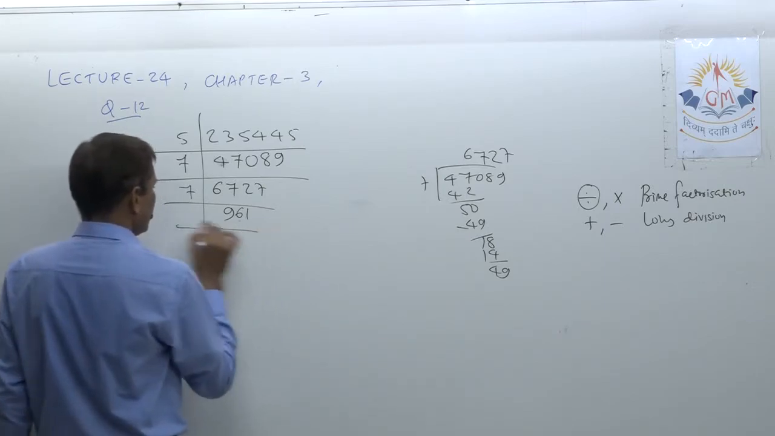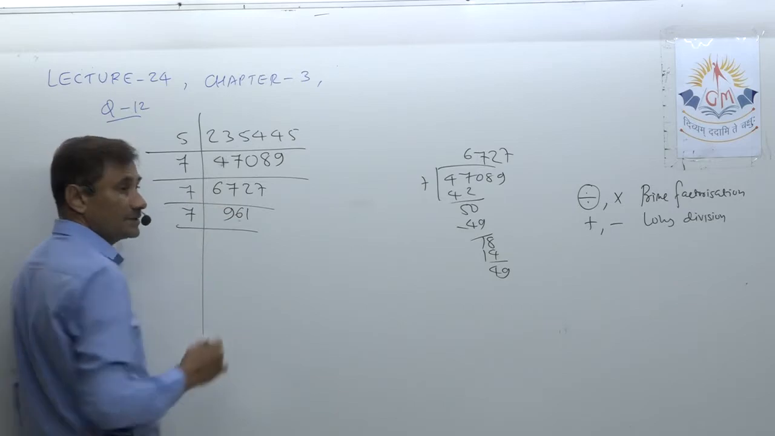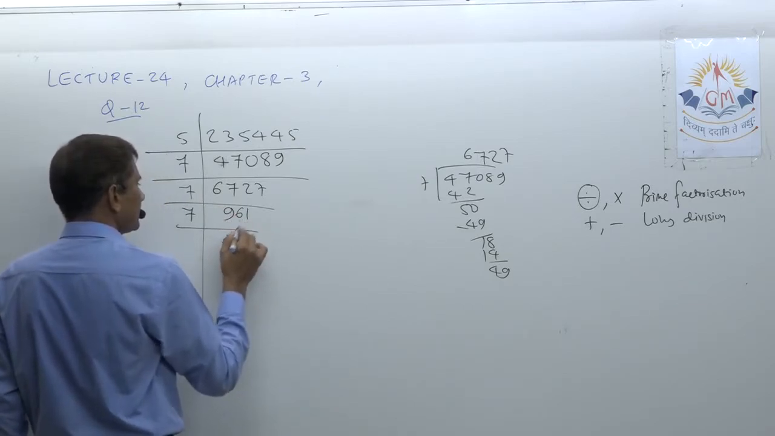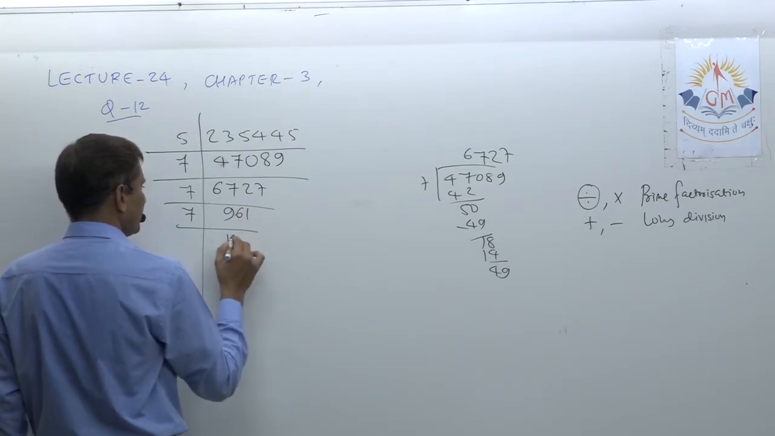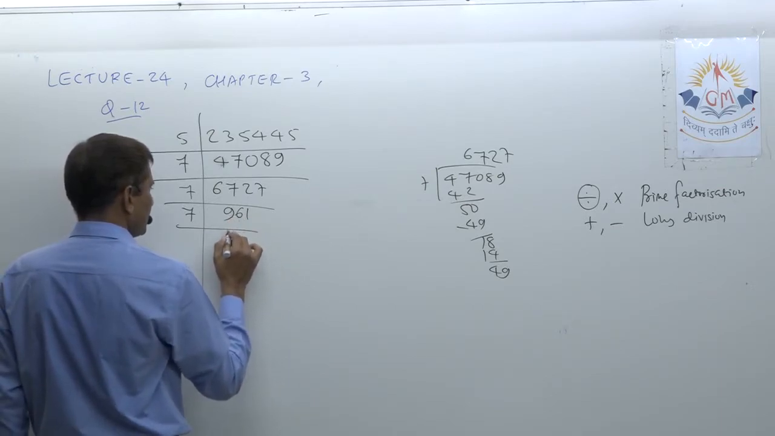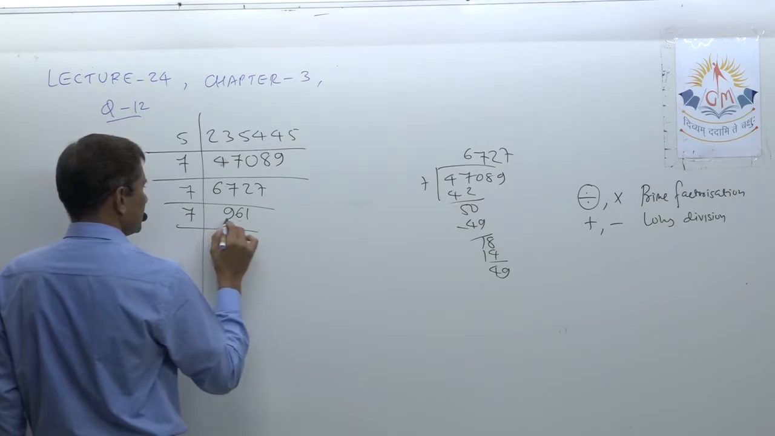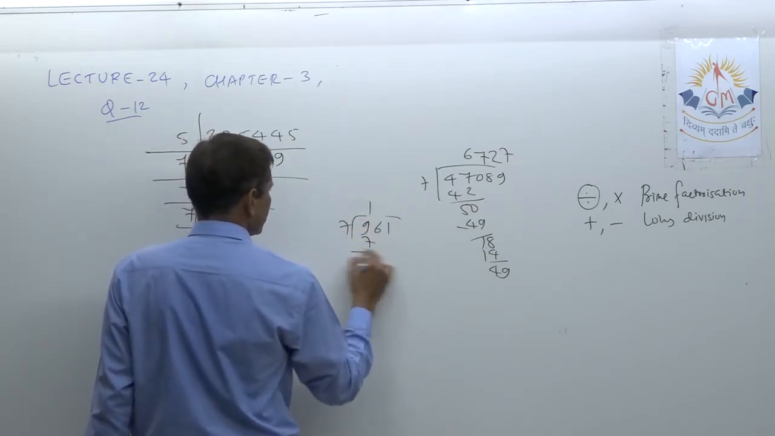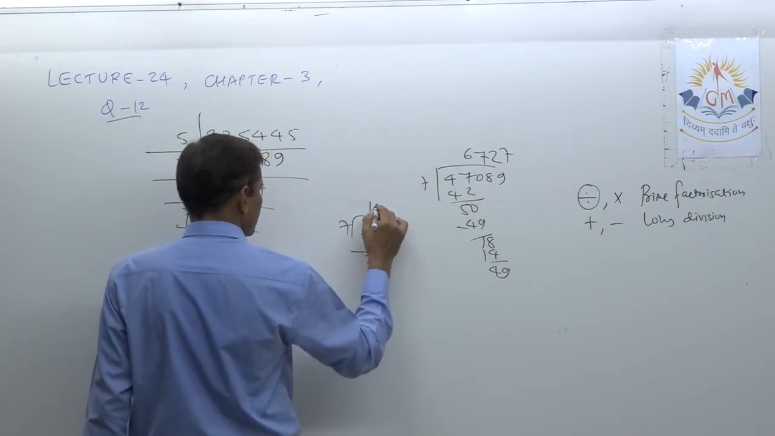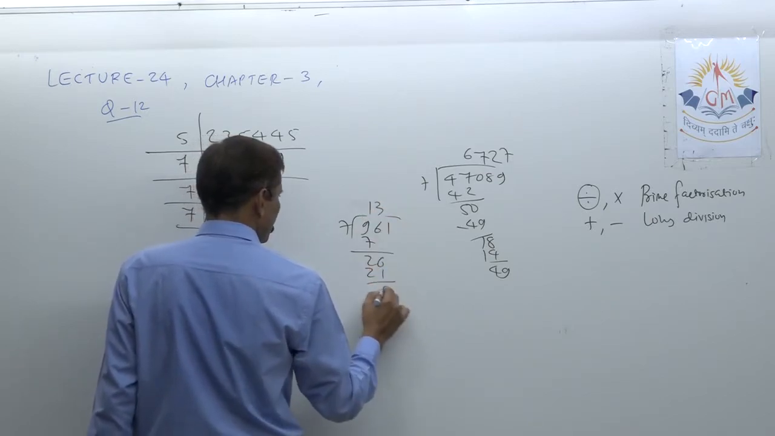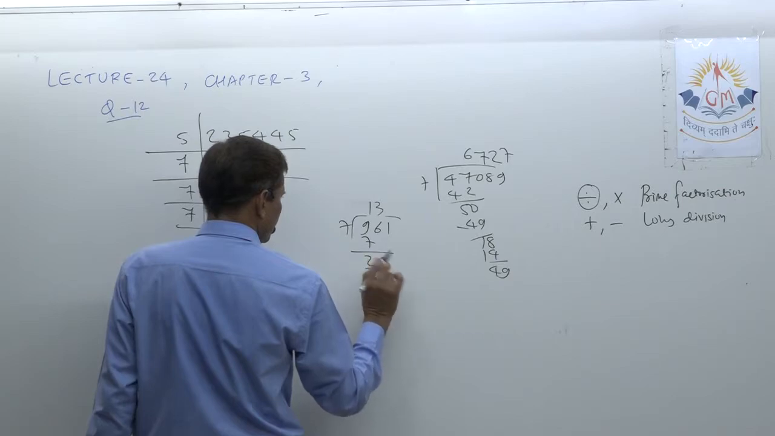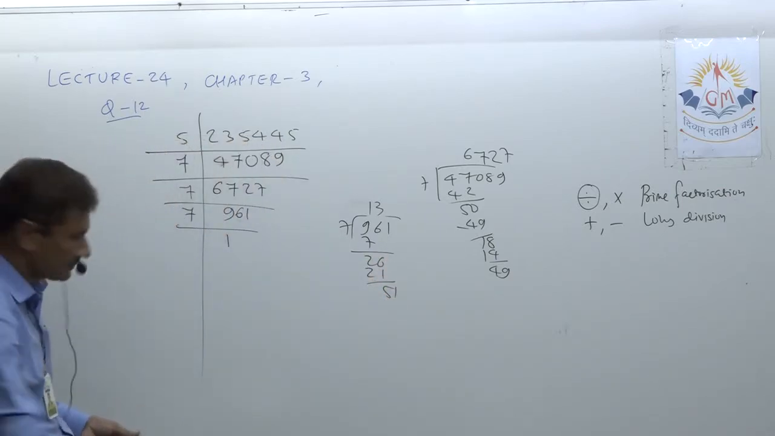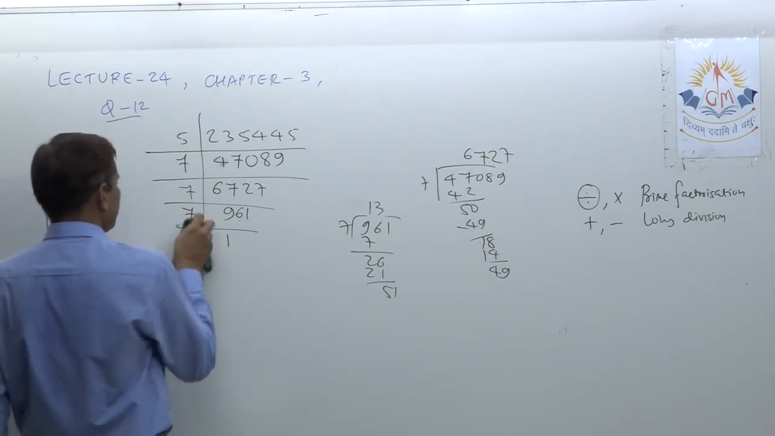Now again it may be divisible by 7 because a triplet should be there. So 7 1s are 7, 2 left, 7 3s are 21. 7 4s are 28. It will not work. Now I think by 7 it is not divisible. So let's look for the next number.